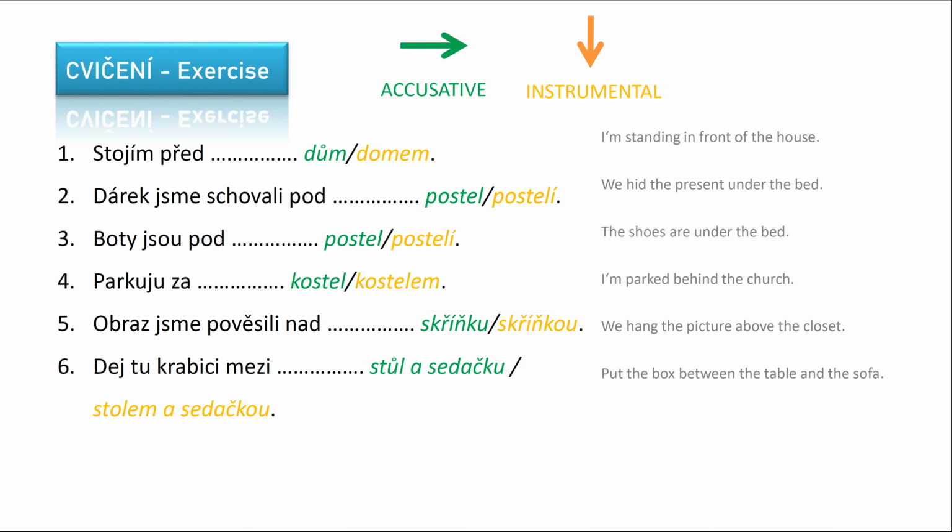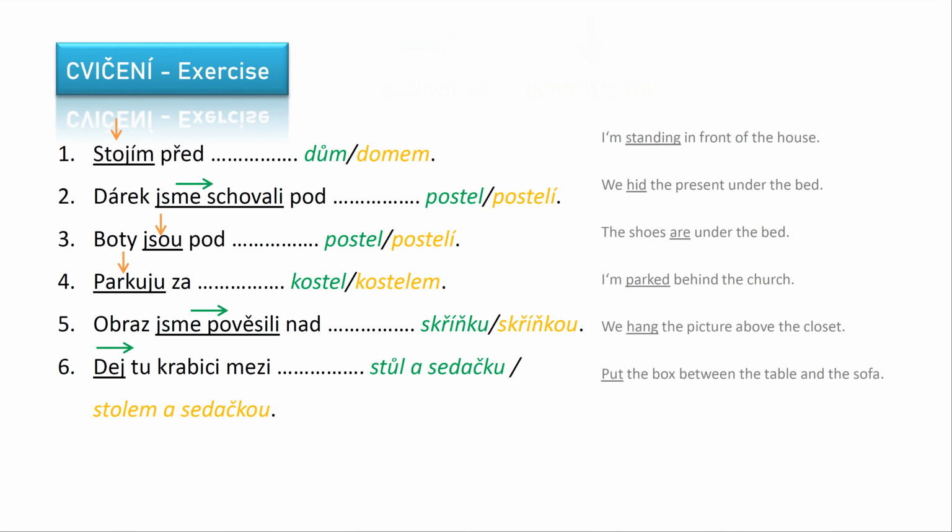Here's my tip. You can use an arrow, a green arrow if you have colors, for the accusative case because that's what we would use for the movement. Something that we put somewhere, place somewhere, hide somewhere. And the orange one is for the instrumental case, arrow pointing down, something which is not moving, is stable. And again, pause the video while you work. And this is what you should end up with.